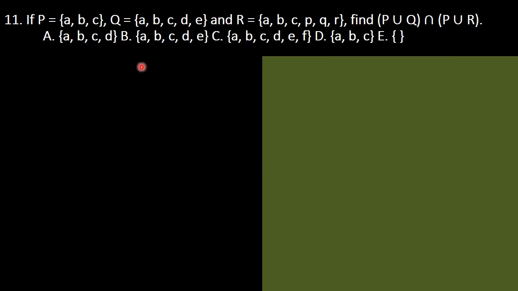Question 11. If set P is equal to {A, B, C} and set Q is equal to {A, B, C, D, E} and set R is equal to {A, B, C}, find P union Q, intersect P union R.